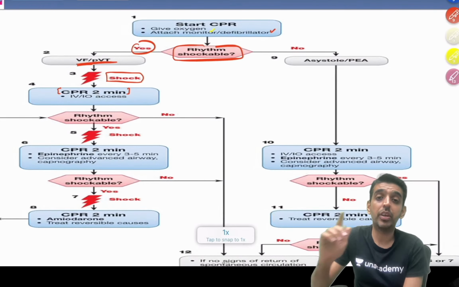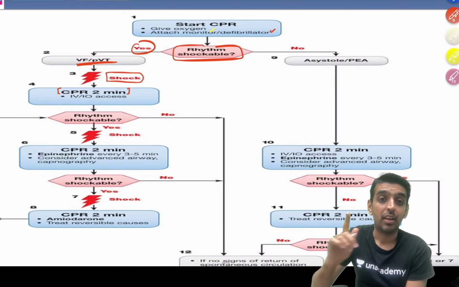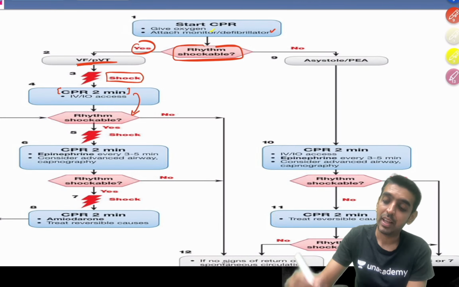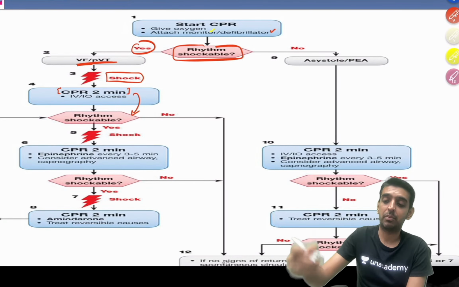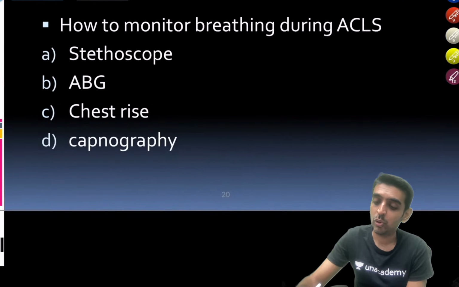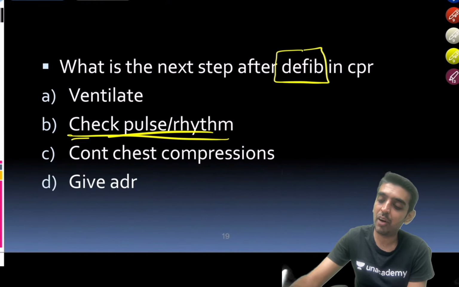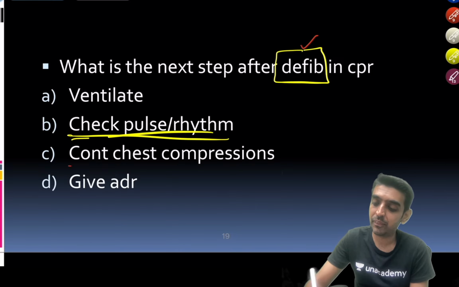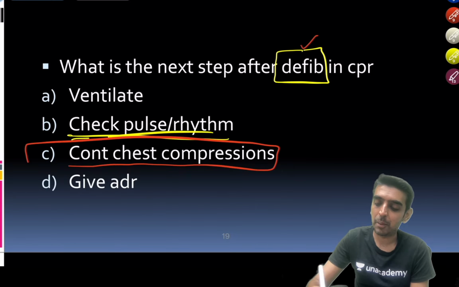We are continuing with CPR for 2 minutes, right? We are not checking for pulse and breath. After this 2 minutes of CPR, that is when we are checking for pulse and breath. Yes? So what is the next step after defibrillation in CPR? You will continue with chest compressions.